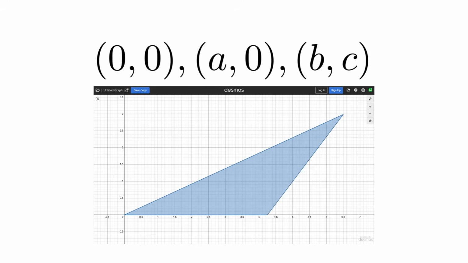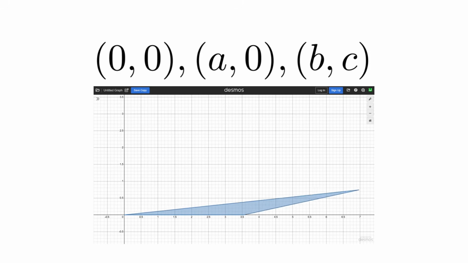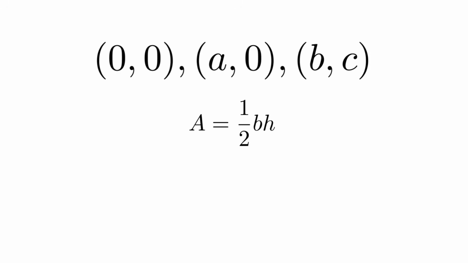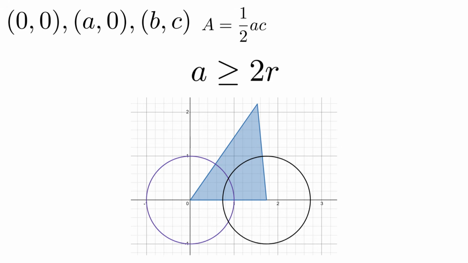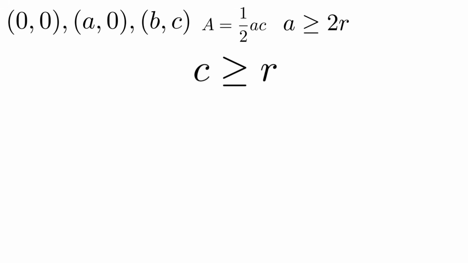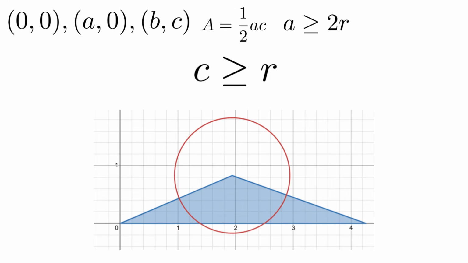Well, with the points (0, 0), (A, 0), and (B, C), we can represent every single triangle by changing A, B, and C. The area of this triangle is half the base times the height, so a half AC, which we want to minimize. We also have a few other constraints. Firstly, A is greater than or equal to 2r, so the first 2 circles don't overlap. Next, C is greater than or equal to r, or else a portion of the circle would lie outside of the triangle.